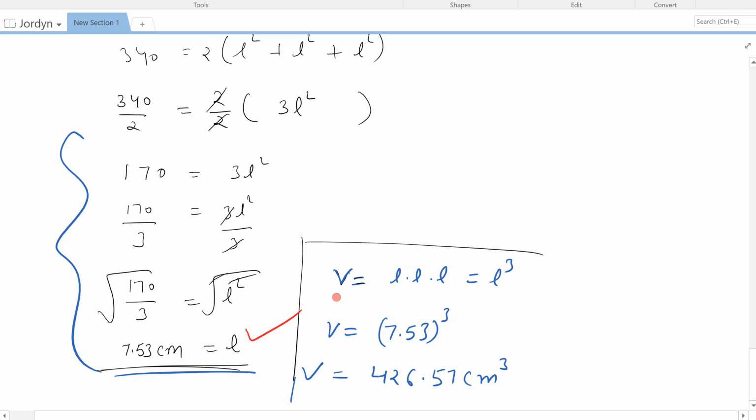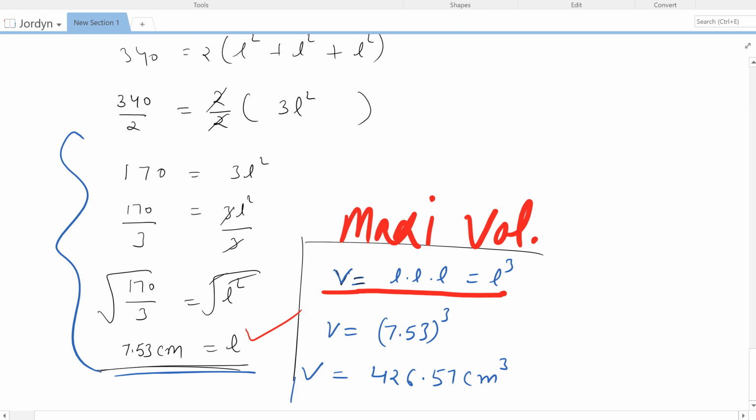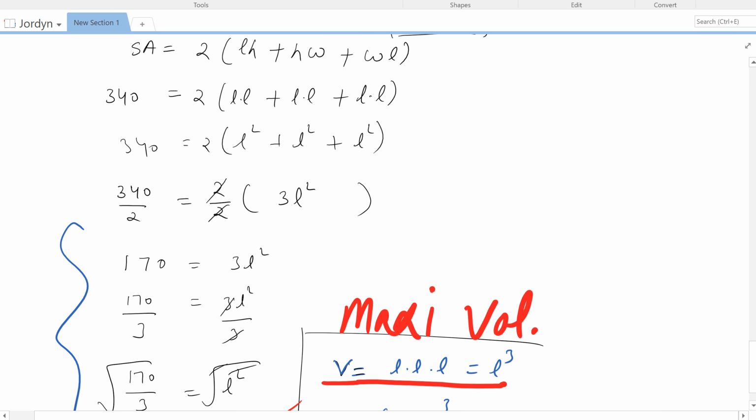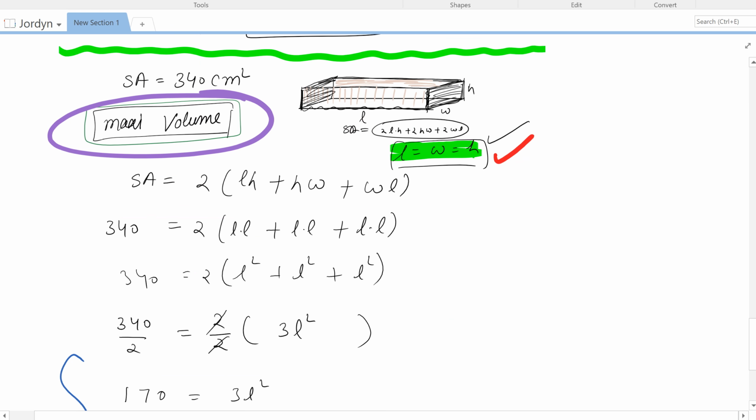So the volume of the box, the maximum volume, is V equals L cubed, and we substitute the value of L. This value goes in here, and we just solve it. So that's the maximum volume of this rectangular prism. Good? Yes. So that was everything, I think. Or do you have any other questions? I think that's everything.